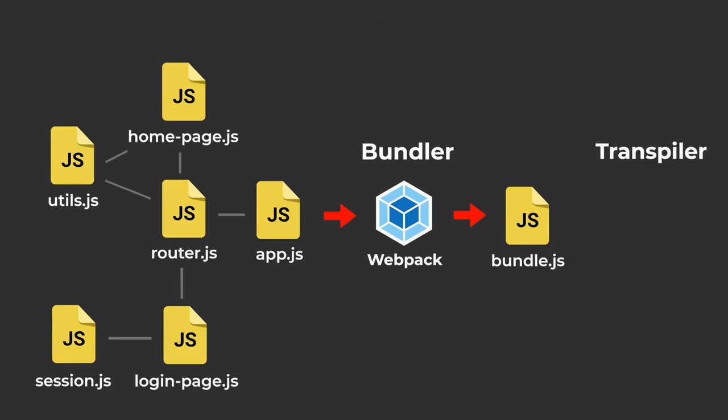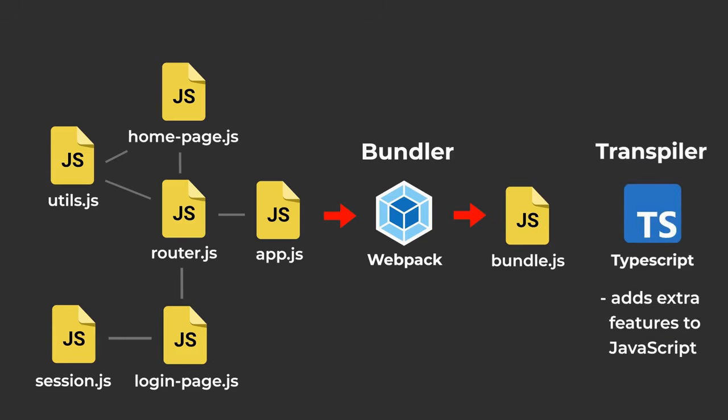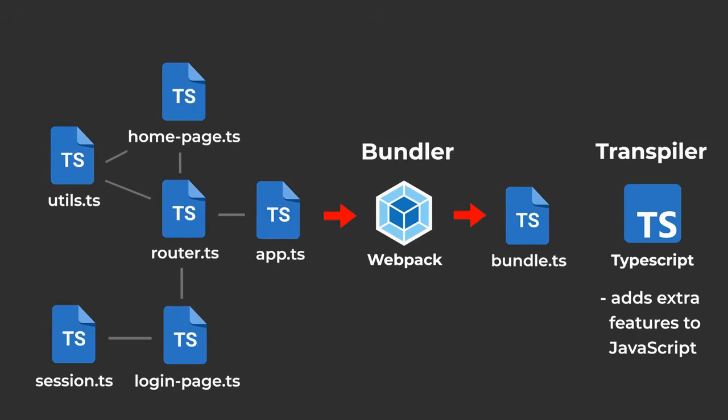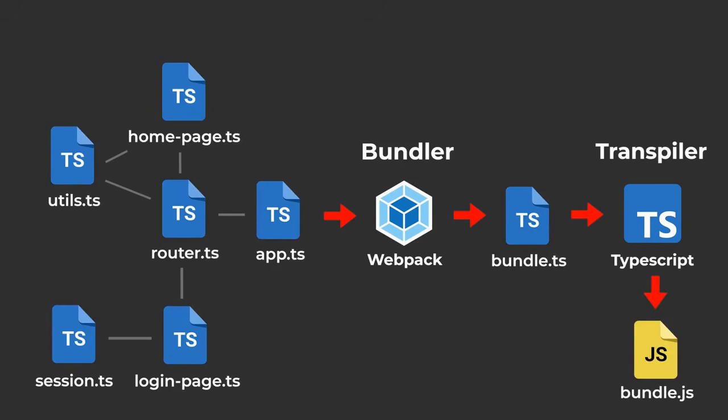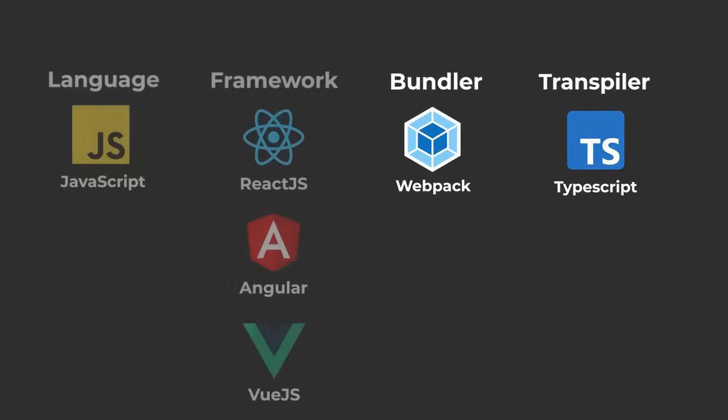Another tool that we use is called a transpiler. The most popular one you've probably heard of is TypeScript. A transpiler adds extra features onto JavaScript. It lets us write an enhanced version of JavaScript, and then once we are done, it will transform the enhanced JavaScript back into normal JavaScript, because browsers like Google Chrome can only understand JavaScript. So these are the major technologies in the JavaScript world.